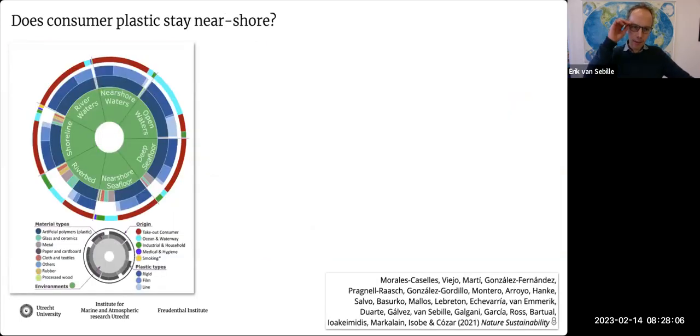This is a figure from a paper that was published in Nature Sustainability 2 years ago. I was also a little bit involved, but it really came out of a group from Spain, led by Carmen Morales Casellas. What she did was collect data sets of beach cleanups, or well, cleanups in general. So people who had gone out, collected waste, and then counted how many pieces of waste they'd found in the environment.